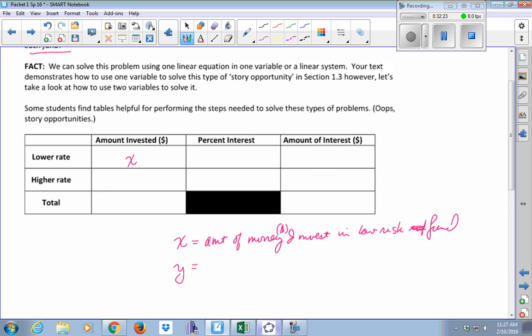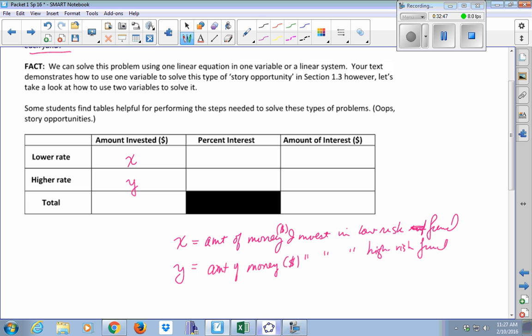Y will be, someone want to help me? Quantitative term? Amount of money. And I know you think I'm being picky, but there's really some madness behind this method. Okay, high risk fund. All right, in dollars, right. So that I could put right there. So that's not too scary, right?